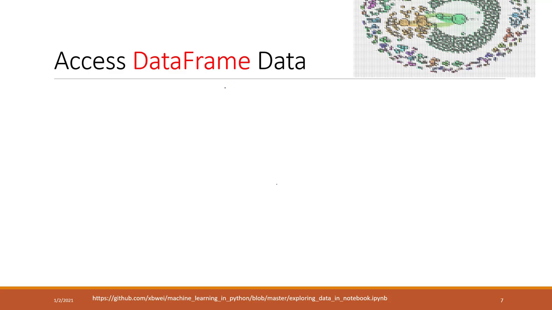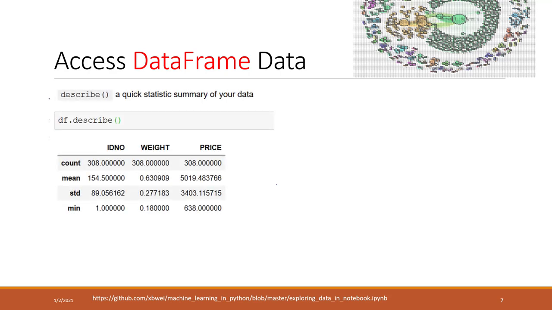Okay, so now let's dive deep into the data frame. First, let's talk about how we can access data from the data frame. A data frame has a very great function called describe, that can return some quick statistics of your data. If we use dataframe.describe, we'll see the number of records, the mean values, standard deviations, and also minimal values.